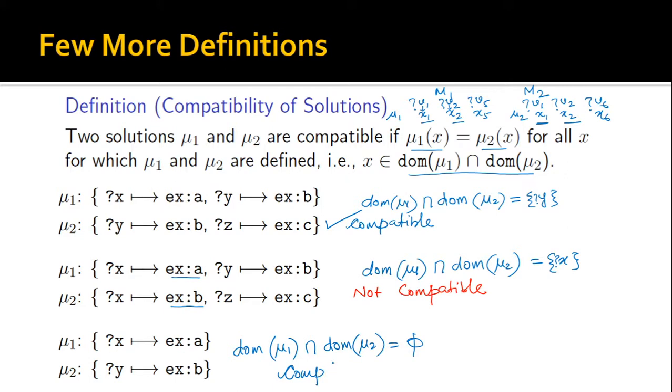So I don't care about the things that are not common. These x and y are not common to mu1 and mu2. So this is compatible, right? You see we have a very formal definition of what we mean by compatibility of two solutions, whether these two solutions can go with each other. The simplest way to talk about this is whether these two solutions go with each other.